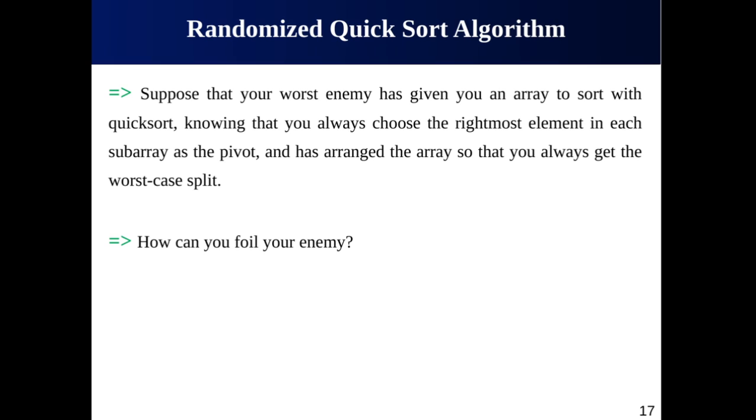You have to swap the element that you choose as the pivot with the rightmost element, or the last element, and then do the partition as before. So unless your enemy knows how you choose the random location in the subarray, you win. You will get the optimum performance out of the quicksort.